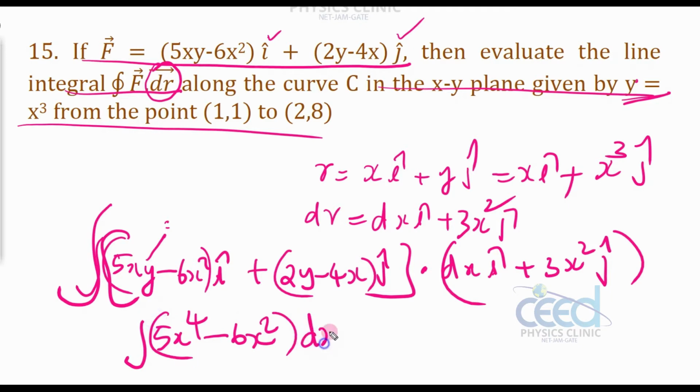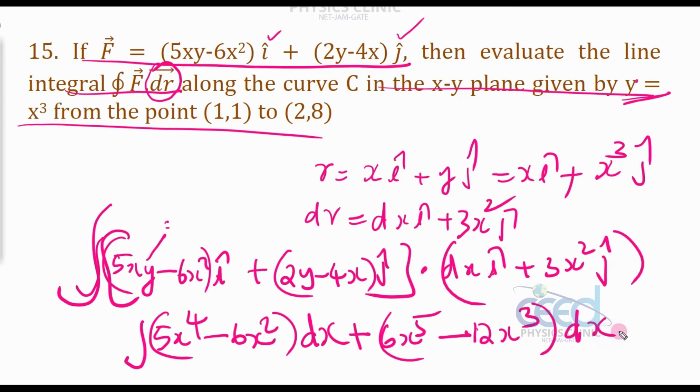Plus, since y is equal to x cube, 2x cube into 3x square, that is 6x raised to 5, minus 3x square into 4x, that is 12x cube, into again dx. So I can write a common dx and then integrate. The variable is only x now, and the limit for x is 1 to 2. That is the way.